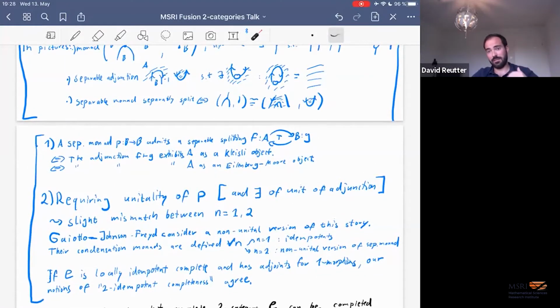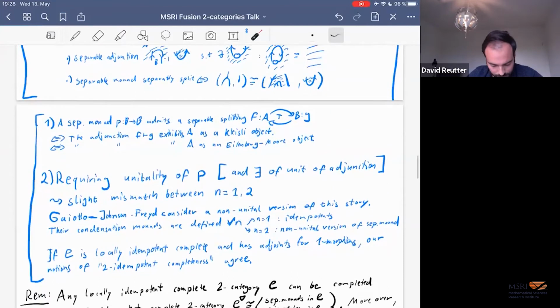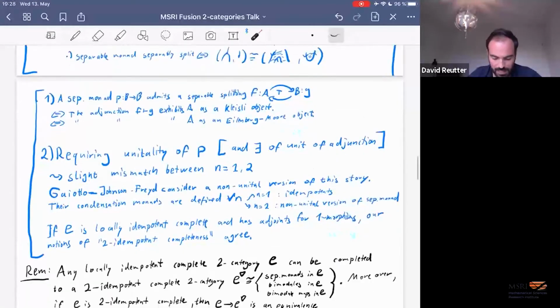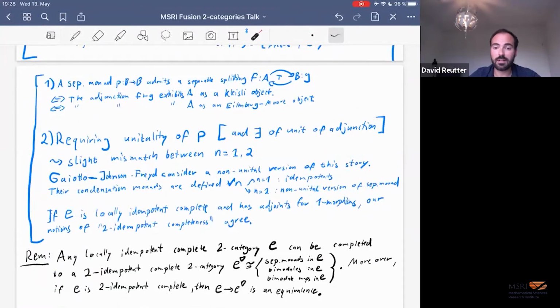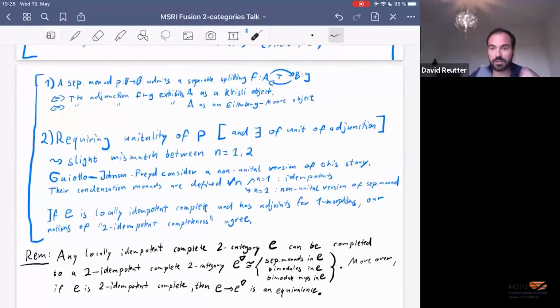And the other thing, because this is an absolute limit, it has nice properties, namely you can complete any locally idempotent complete 2-category to one which is 2-idempotent complete. And this completion just works by taking the 2-category of separable monads, bimodules and bimodule maps. And this is an idempotent operation. So if I have something that is already 2-idempotent complete and 2-idempotent complete it again, then this is equivalent. So you can always 2-idempotent complete your 2-category by taking separable algebras, bimodules and bimodule maps in it. Okay, so much about idempotent completeness.